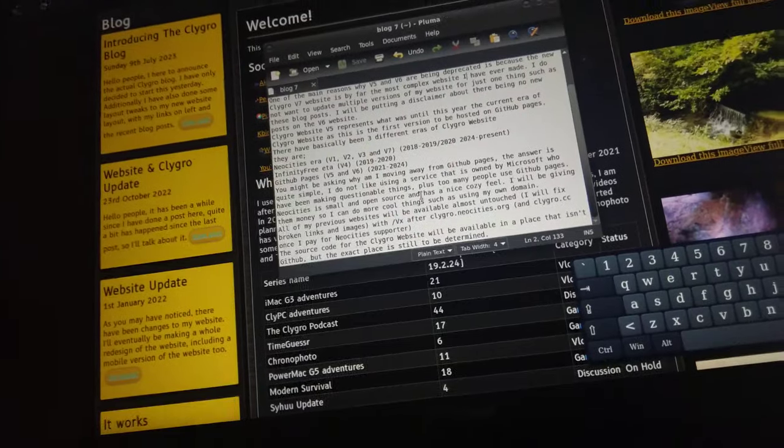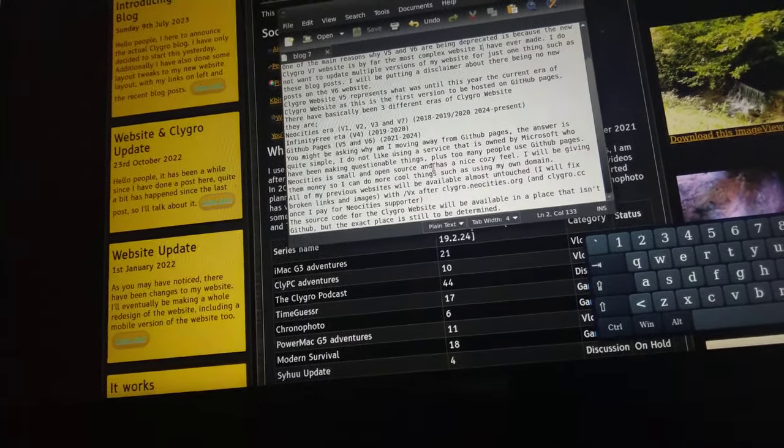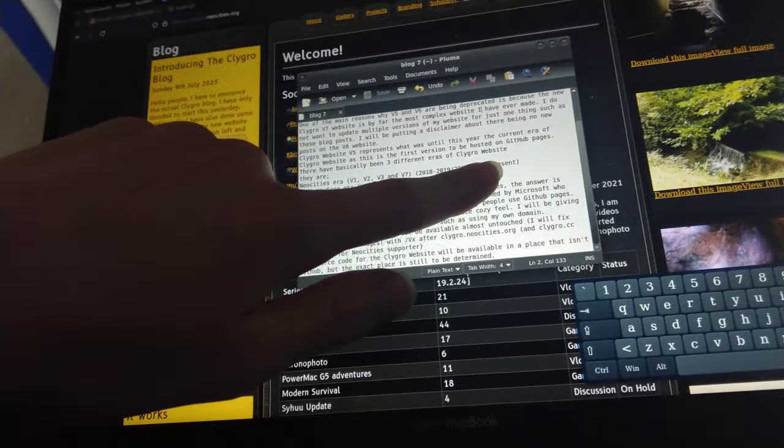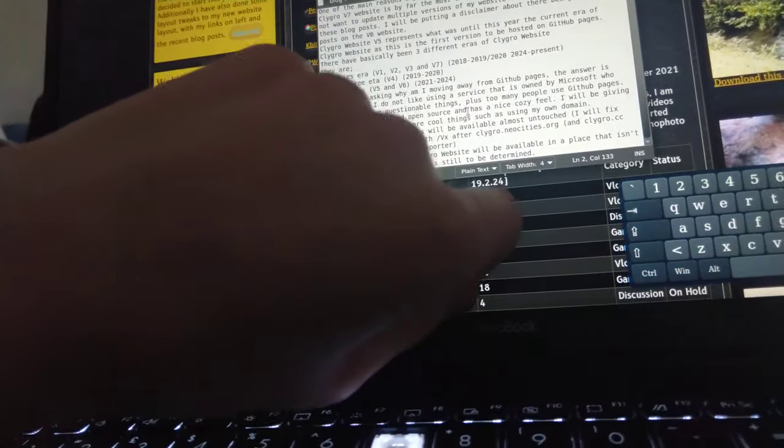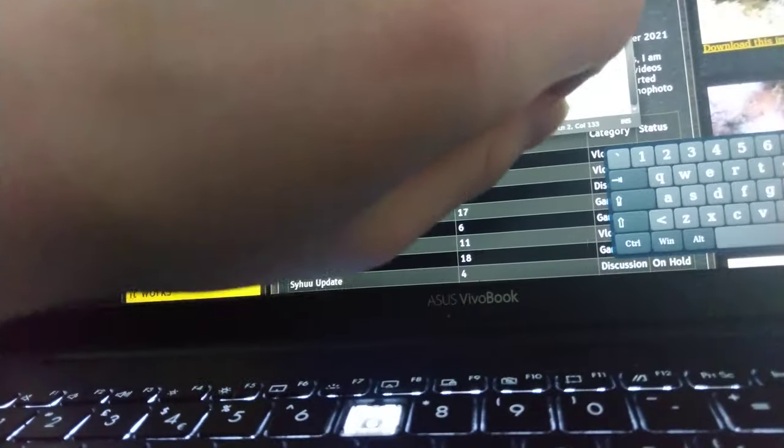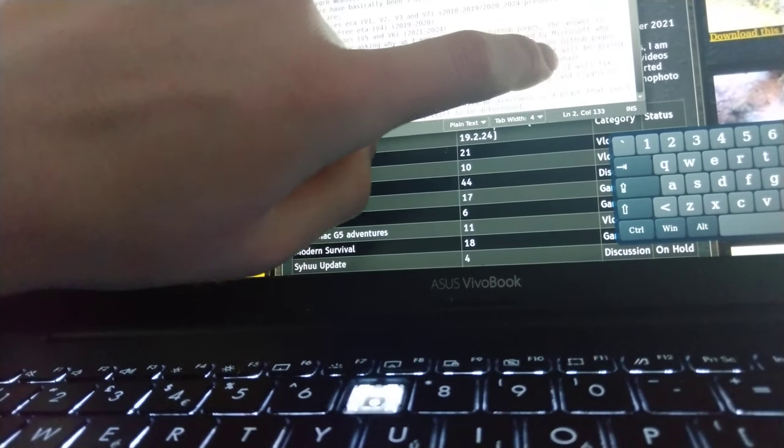But basically, I'm deprecating the old V5 and V6 websites that are currently available at clygro.cc. Basically, they won't be updated anymore. That's what I mean by deprecated.